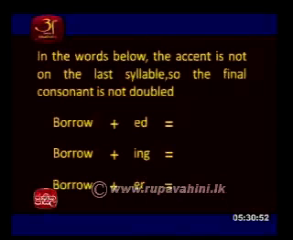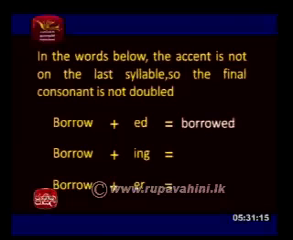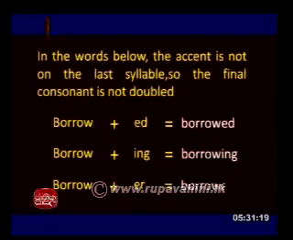In the words below, the accent is not on the last syllable. So the final consonant is not double. දැන් මේව accent එක අවසානයක නෙමෙයි අවසානයක ටිකක් අඩුවෙන් ශබ්ද වෙන්නේ. Borrow. හඬ අඩුවෙන් මුල කොටසට තමයි accent එක කියන්නේ. එතකොට borrow, B-O-R-R-O-W-E-D W එක double වෙන්නේ නැහැ එතන. Borrowed. Borrowing B-O-R-R-O-W-I-N-G. Borrower B-O-R-R-O-W-E-R.